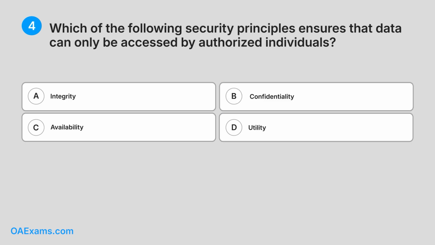4. Which of the following security principles ensures that data can only be accessed by authorized individuals? A. Integrity. B. Confidentiality. C. Availability. D. Utility. Do you know the answer?